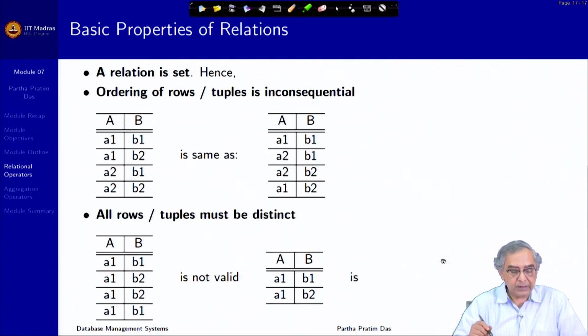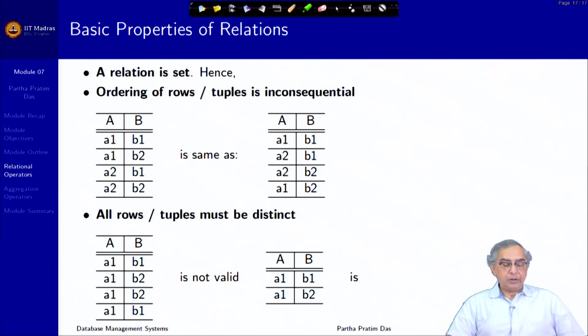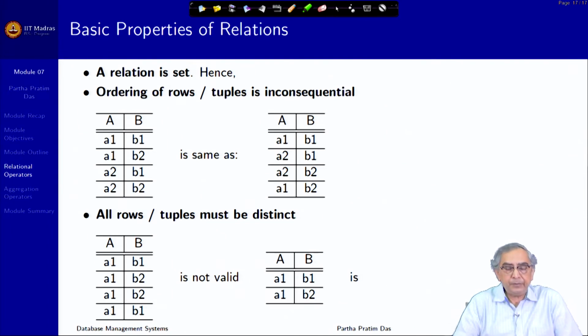So, we talk about relational operators. Before I start talking of the operators, I would like to remind you of something that I have already mentioned earlier: remember always that a relation is a set. So, the ordering of rows and tuples in a relation is inconsequential. I can order them in whatever way I want. If you look at the relation on the left, having two attributes A and B and 4 different tuples: a1 b1, a1 b2, a2 b1, a2 b2. On the right, you have them ordered in a different way, but it is the same set. So, these relations are the same. These instances are equivalent, these instances are identical.